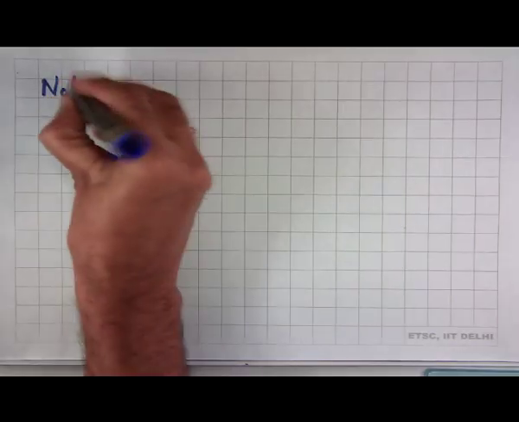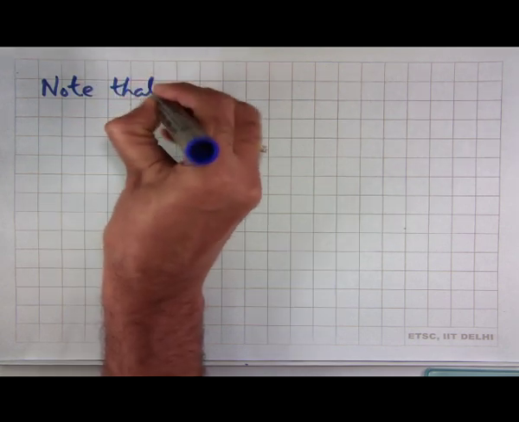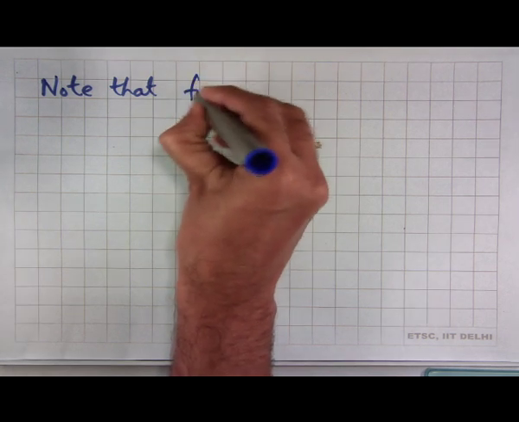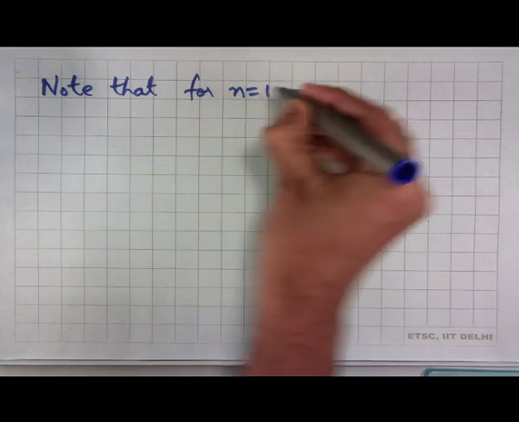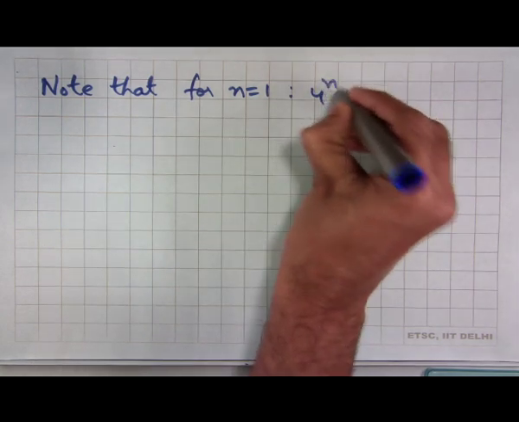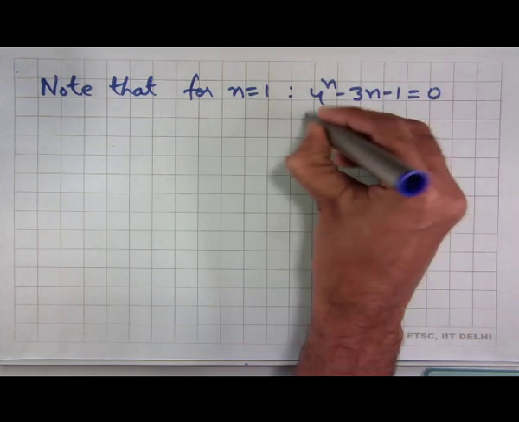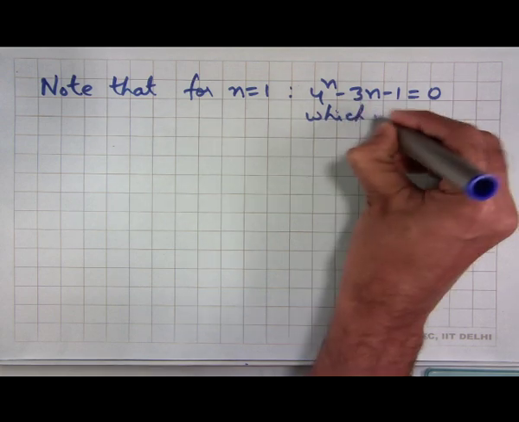So, note that for n equal to 1, 4 to the n minus 3n minus 1 is equal to 0, which is divisible by 9.